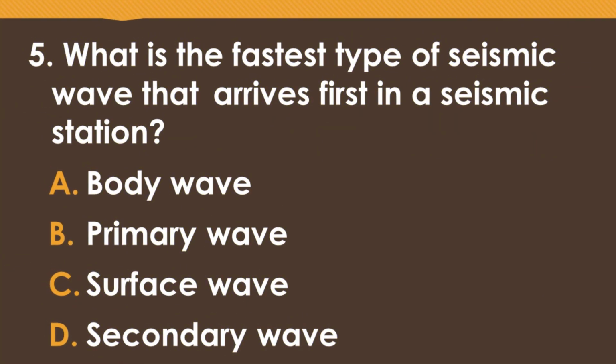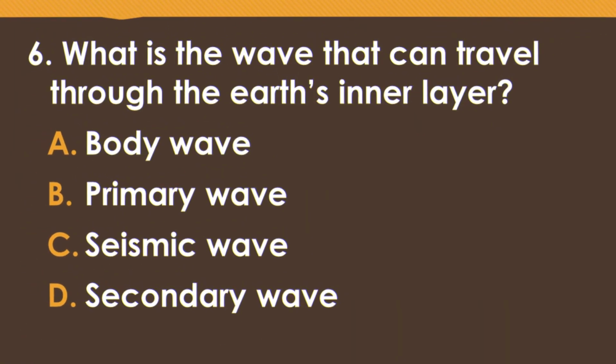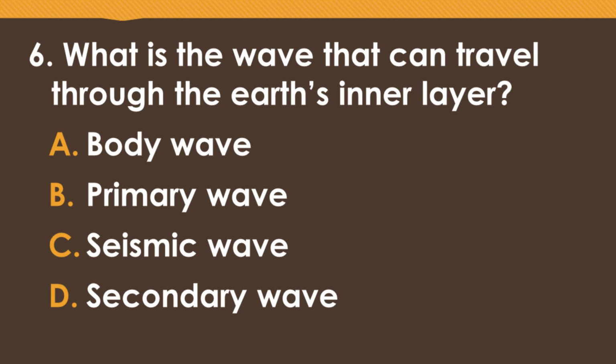5. What is the fastest type of seismic wave that arrives first in a seismic station? A. Body wave, B. Primary wave, C. Surface wave, D. Secondary wave. 6. What is the wave that can travel through the Earth's inner layer? A. Body wave, B. Primary wave, C. Seismic wave, D. Secondary wave.